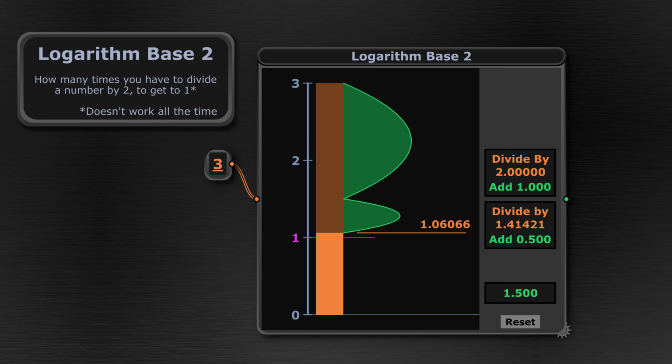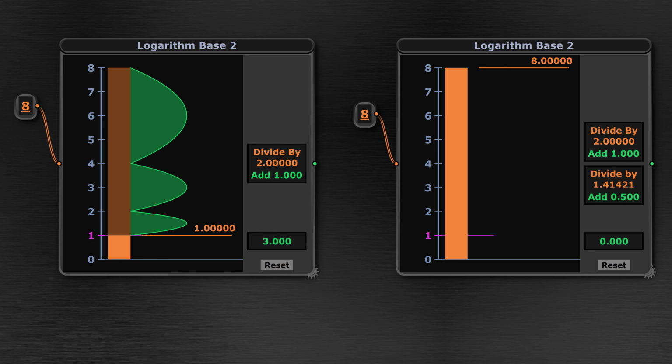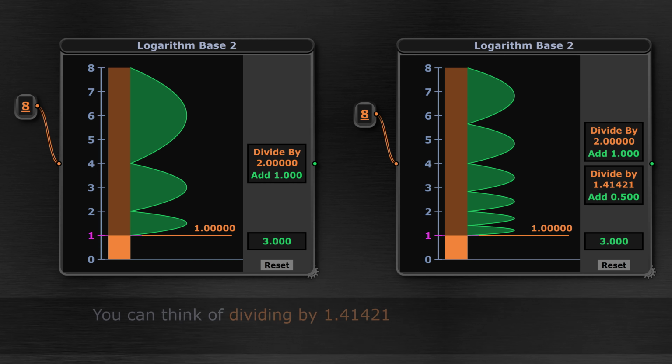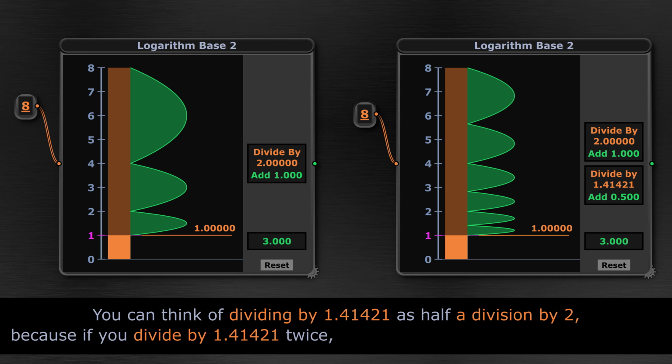When introducing new rules, it's good practice to check that they don't conflict with the old rules. 8. Divide by 2 3 times. Or divide by 1.41421 6 times. These rules do not conflict. You can think of dividing by 1.41421 as half a division by 2, because if you divide by 1.41421 twice, that does the same thing as dividing by 2.